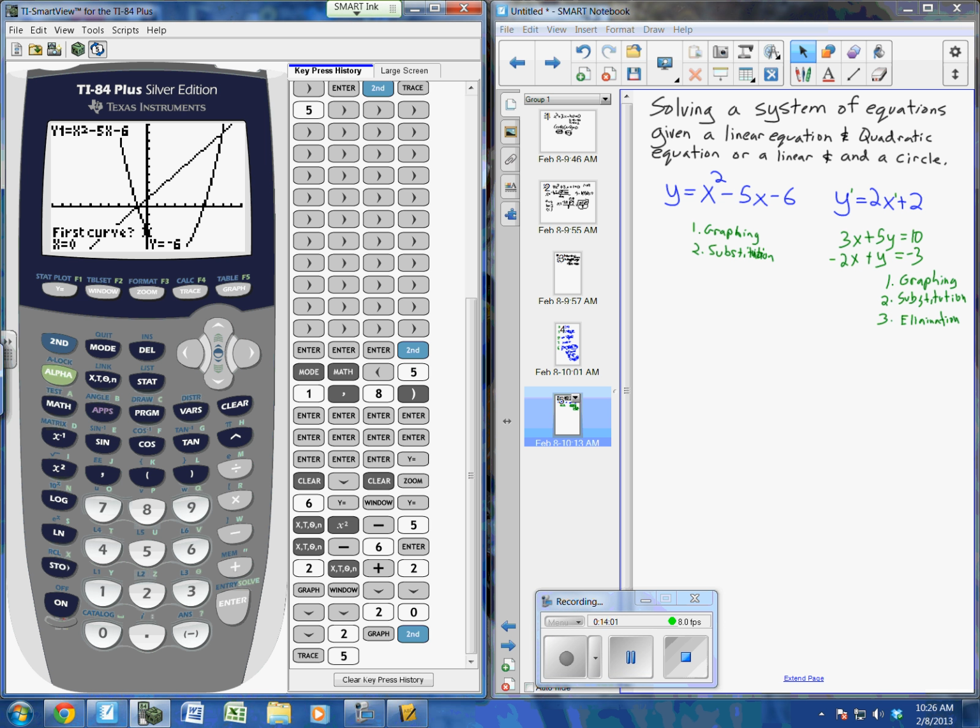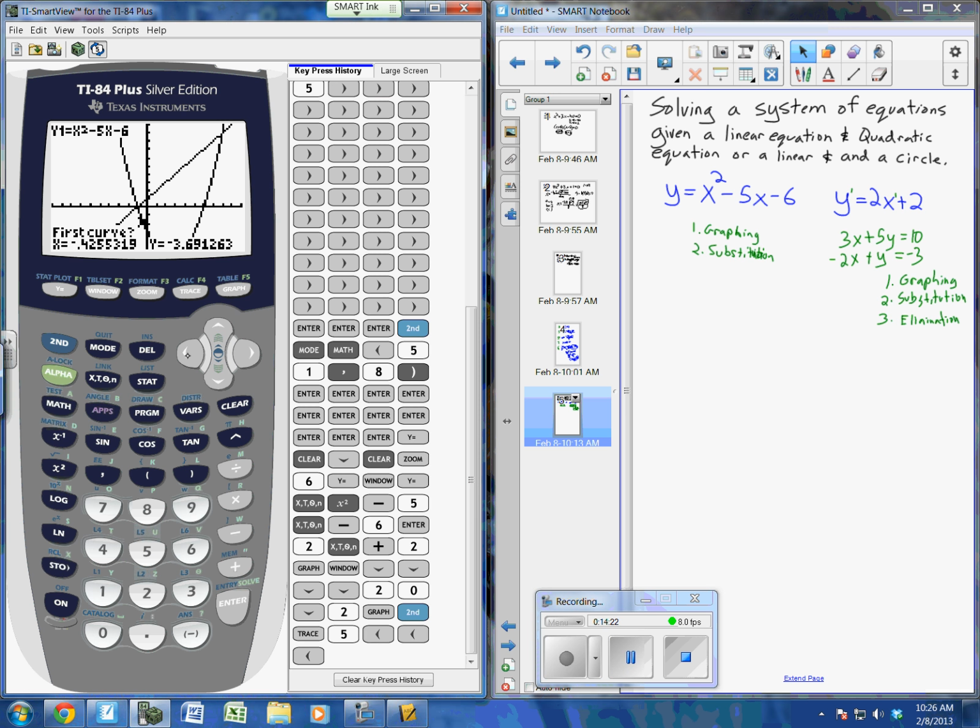Okay, now it has this thing that says first curve with a question mark, and your cursor is flashing. Everybody see that? What we want to do is move the cursor using the left and right. See these left and right keys? Those are the only ones you want to move on here. Don't hit the up and down keys because all they do is make you go back and forth between the two equations. Okay, so I want to hit the left key until my cursor is about where they intersect. Whoops, I went too far.